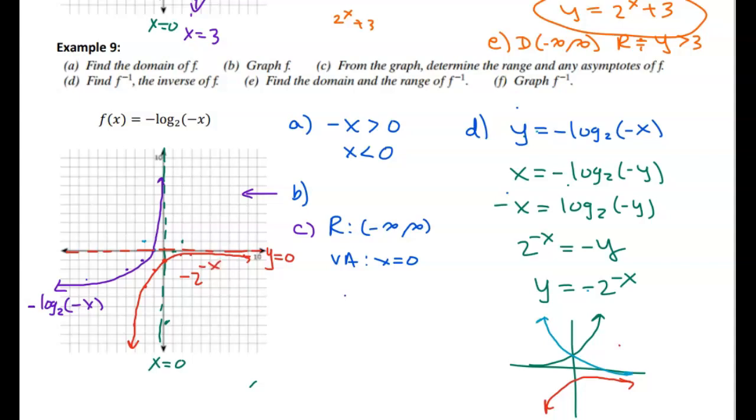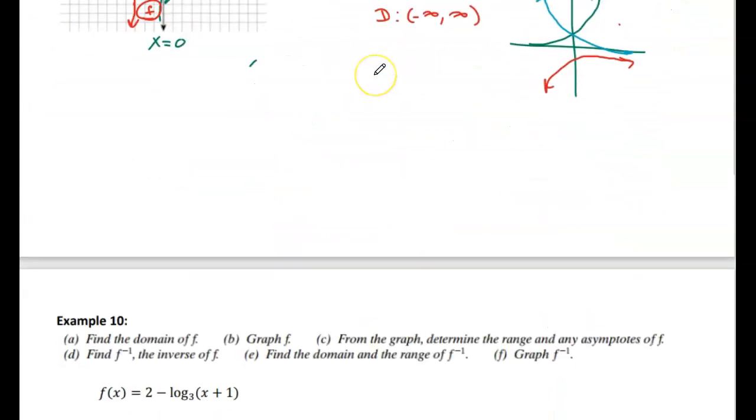Alright, the domain and range of the inverse. So this is f. Alright, so now we're looking for E. So the domain and range of the inverse are going to be the domain and range of the original switched over. Okay, so the range is going to be x is less than 0, and the domain is going to be negative infinity to infinity.